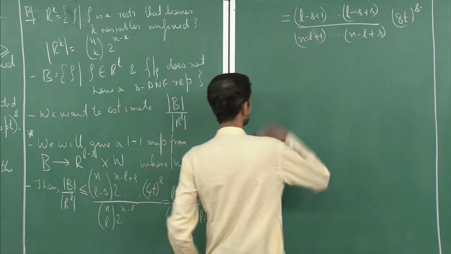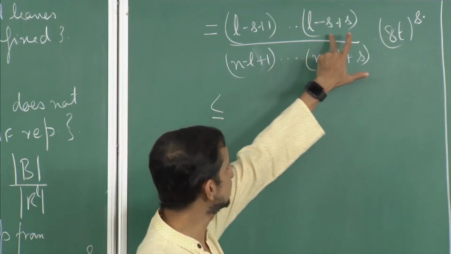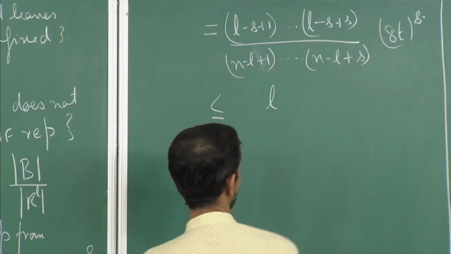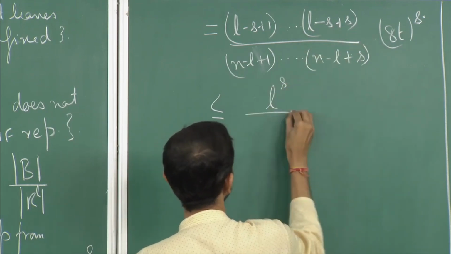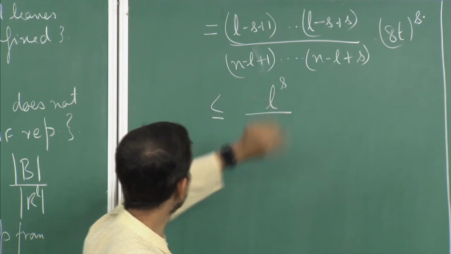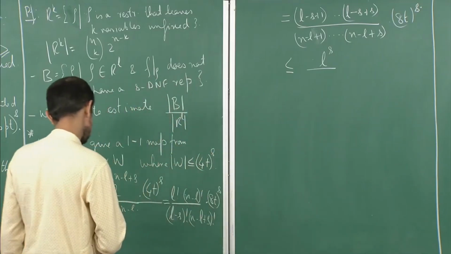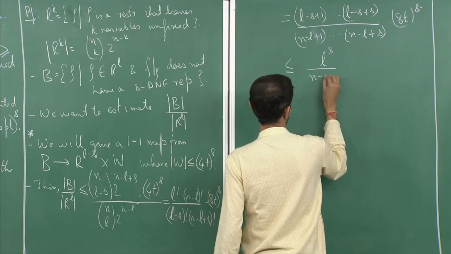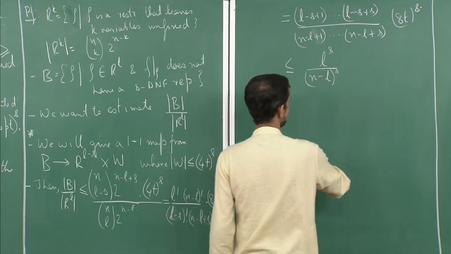Now, I want to upper bound this. I can upper bound this as follows. This is S times the maximum term over here. The maximum term over here is L, so I can write L to the power S, divided by the smallest term at the bottom, which is N minus L plus 1. I will just keep it as an even smaller term, N minus L, for the sake of simplicity.